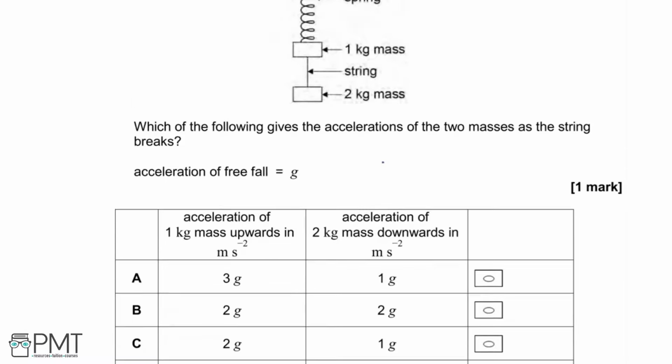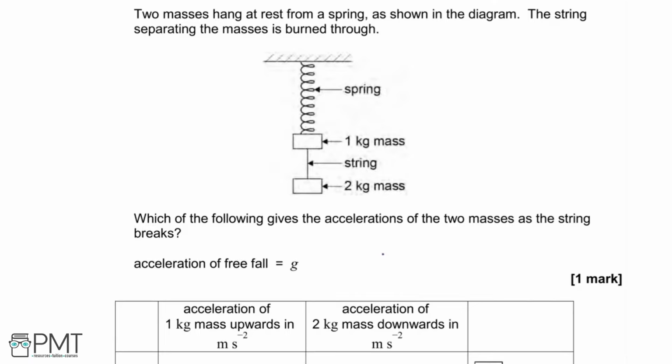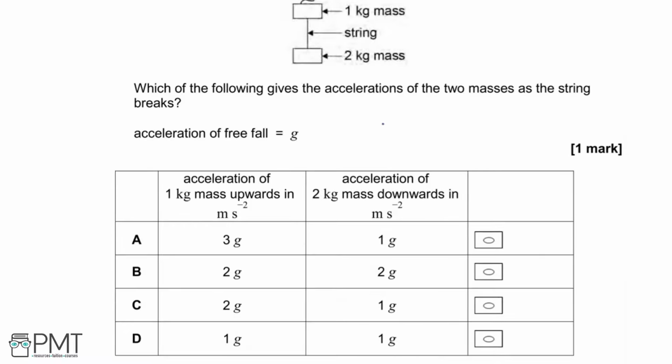The first thing to say about this question is that after the string breaks, the 2 kilogram mass is going to be in free fall. There won't be any other forces acting on that mass other than its own weight, so it will just accelerate downwards at 1g. And from that, we can deduce that answer B is incorrect. So the answer needs to be either A, C, or D.